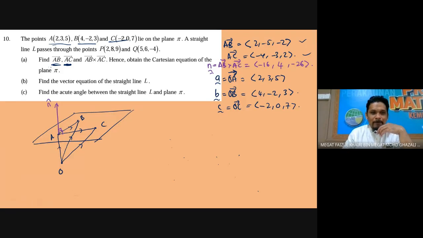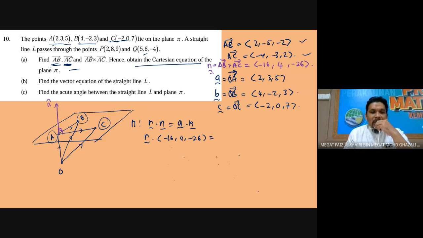So now obtain the Cartesian equation of the plane pi. The equation of plane pi is r dot n equal to a dot n. So r dot n, the normal here is -16, 4, -26 equal to a. Class, you may choose any point on the plane. You can either choose point A, B, or C. You will find that the scalar product between point A, B, or C with the normal will give you one answer.